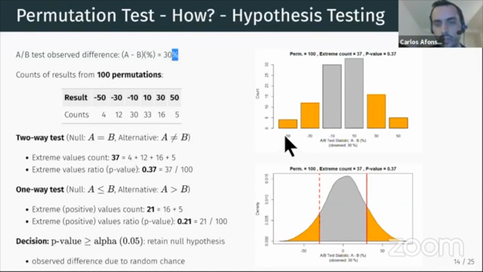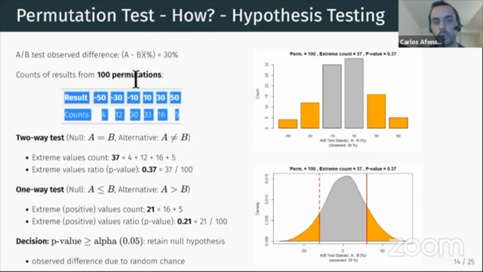So you'll see that for the value -50, the bar goes up to 4 because we got the -50 value 4 times. For the value -30, the bar goes up to 12 because we got the value -30 12 times. For -10, the bar goes up to 30, and for the value 10, the bar goes up to 33. For the value 30, it goes up to 16, and for the value 50, it goes up to 5. So this is the table of counts of the 100 permutations, and here's the bar chart representation.